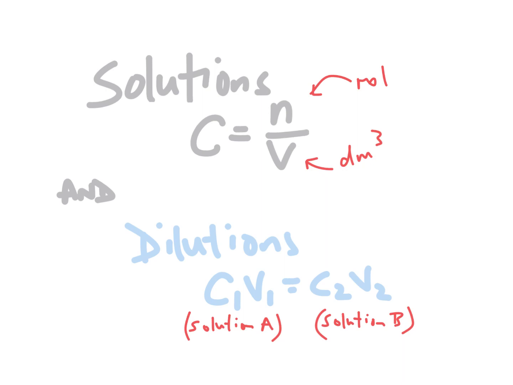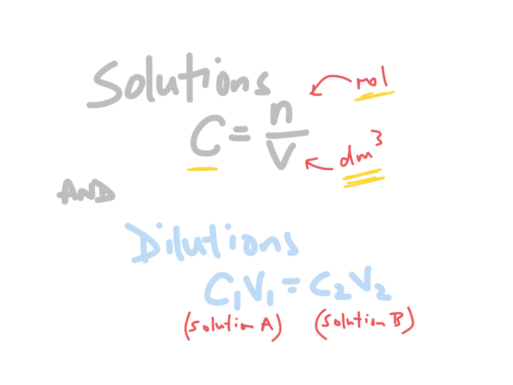All right, let's talk solutions and dilutions. A solution is made when you dissolve a solute in a solvent, right? To calculate the concentration of a solution, we take the number of moles, which is n, divided by the volume of solvent, or the total volume. The standard unit for volume here has to be cubic decimeters, which is the same as liters. So the concentration will be moles of solute over total volume of solution.